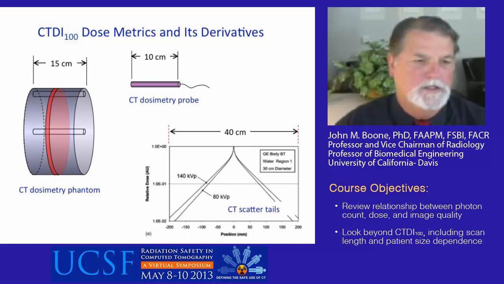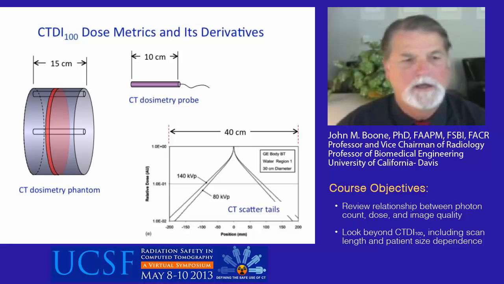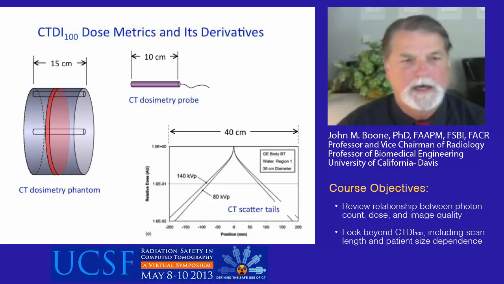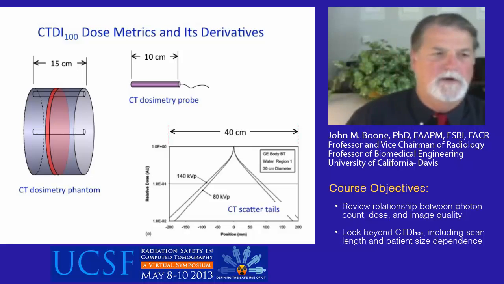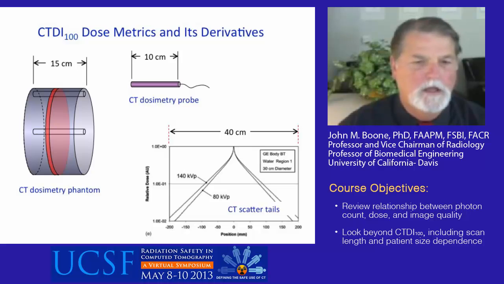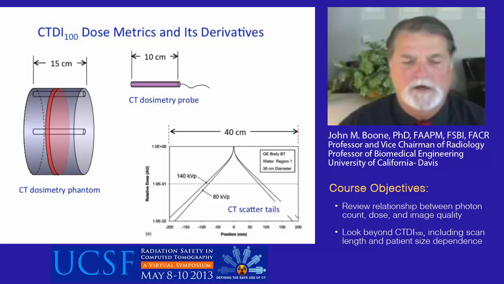So existing phantoms use the CT 100 paradigm, and that's where you're using a 15 centimeter thick phantom that's typically 32 centimeters in diameter, and it is constructed of polymethyl methacrylate, PMMA, which has a density of 1.19. And we make measurements in various holes in this phantom using a CT dosimetry probe, which is 10 centimeters or 100 millimeters long. So one of the limitations of this phantom is that it's only 15 centimeters long, and obviously a patient is much longer than that.